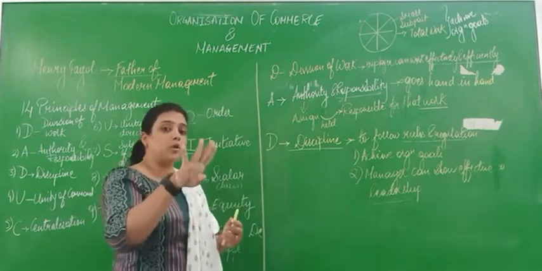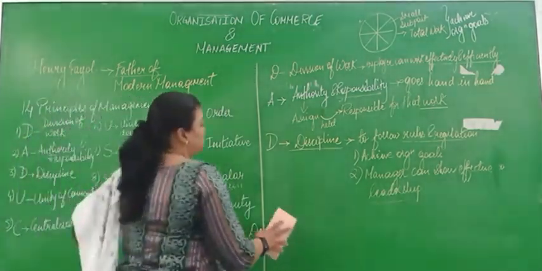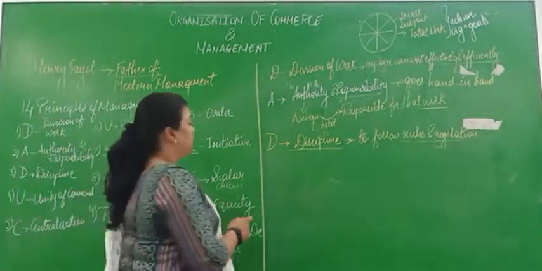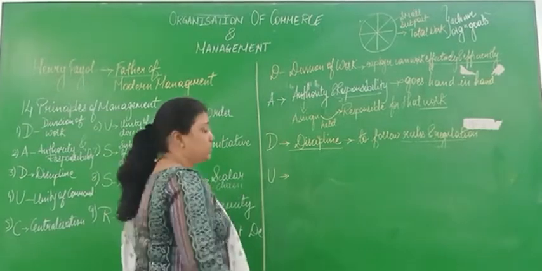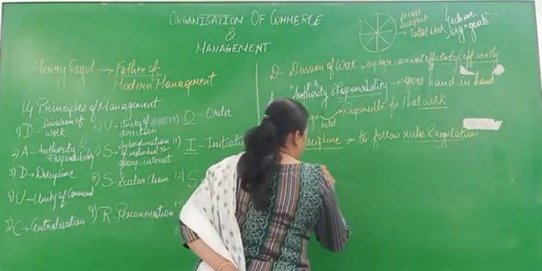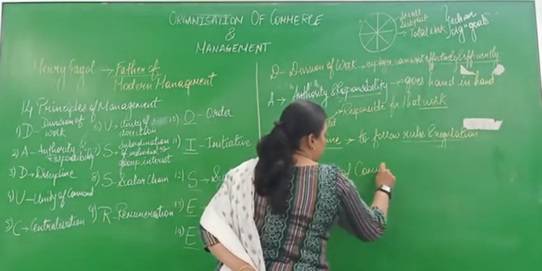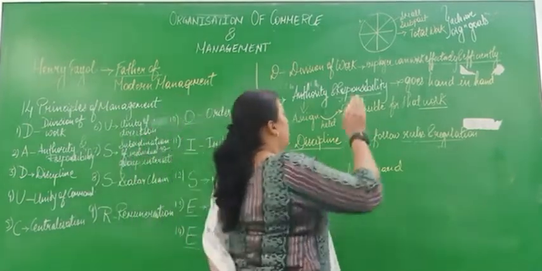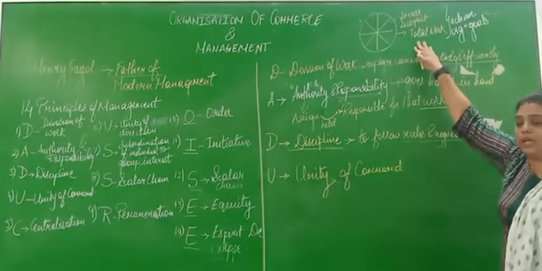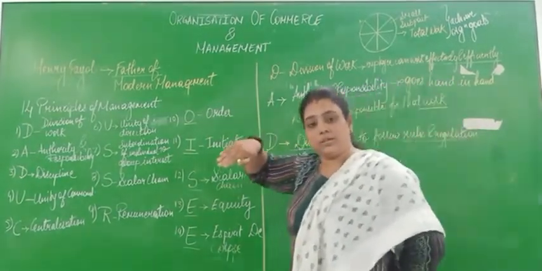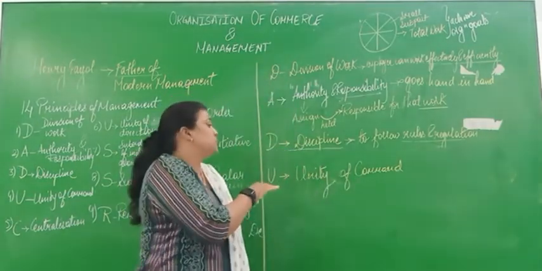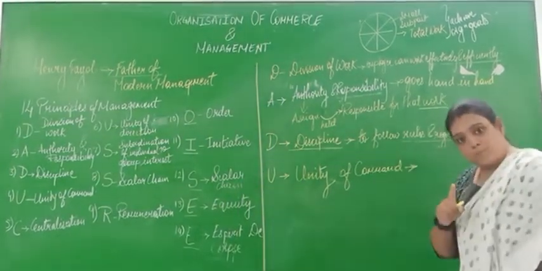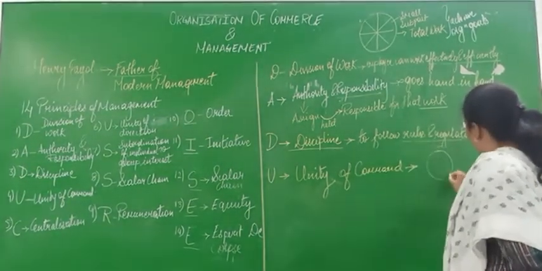Right? Coming down to the fourth principle, that is unity of command. This is again an important principle. It has been asked separately many a time. What does unity of command mean? Unity of command means that when my total work is divided into subparts, every organization will have different working departments. And every working department should have one head. That is, in unity of command, it is said that every employee should receive command from one boss.